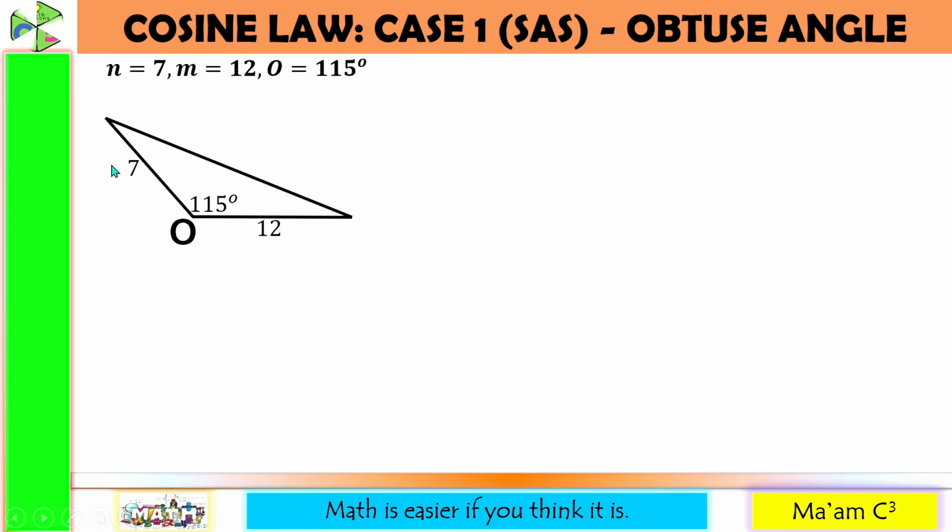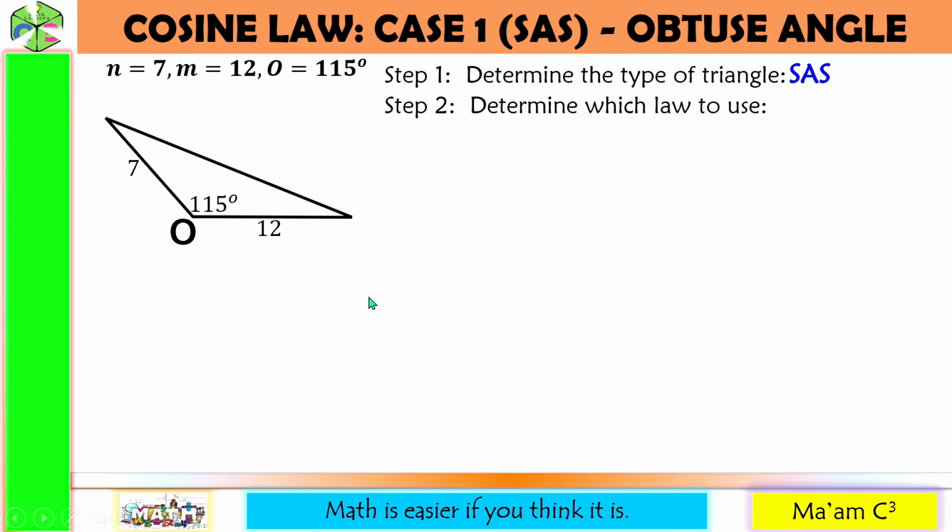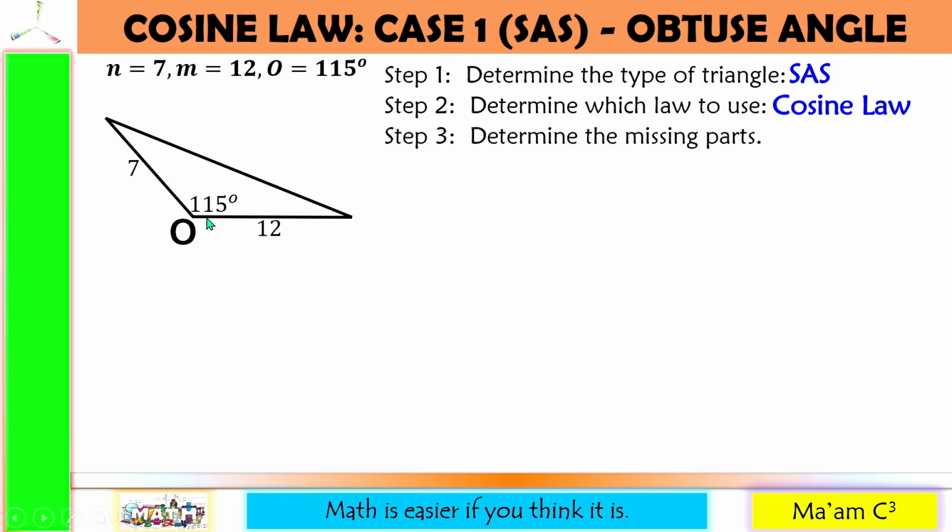So side, angle, side. Step 1, we're going to determine the type of triangle, SAS. Step 2, we're going to determine which law to use. And of course, we're going to make use of cosine law. Step 3, let us start determining the missing parts. So let me label first. If this is angle O, then this is side O. If this is side N, so this is angle N. If this is side M, then this is angle M. The missing parts are angle M, N, and side O.